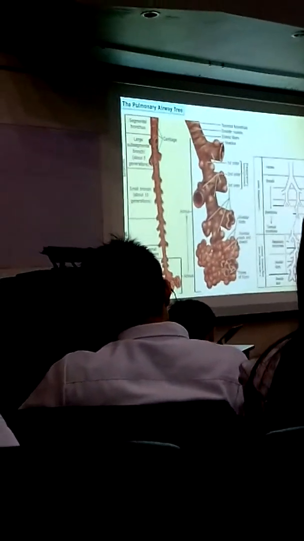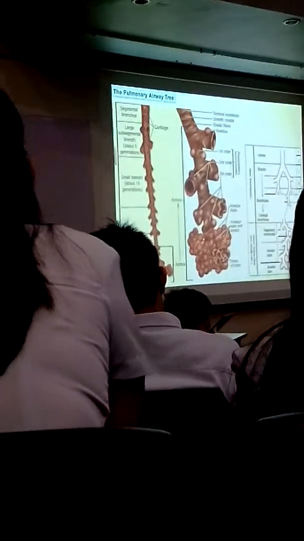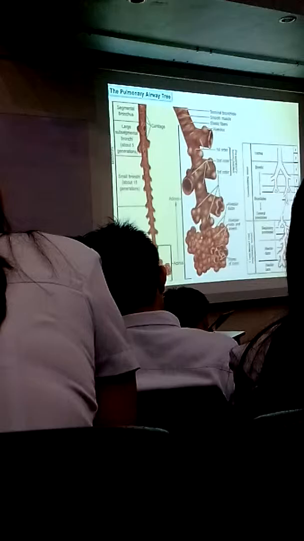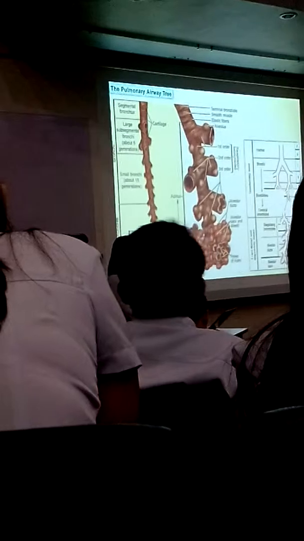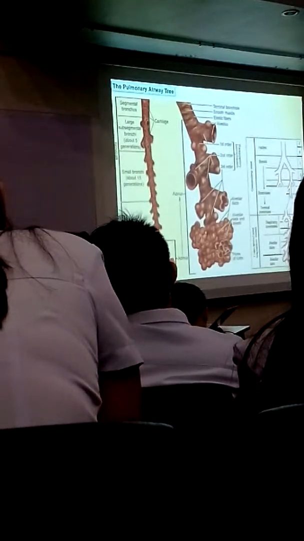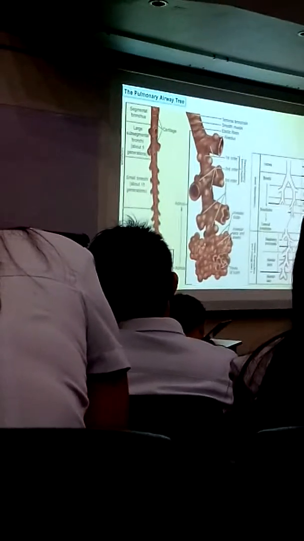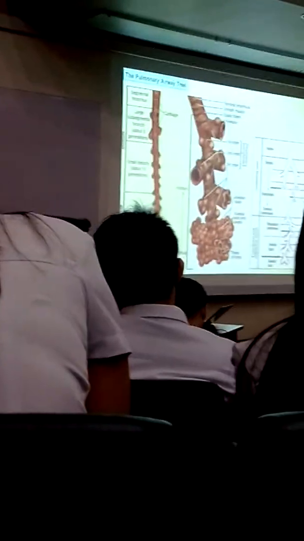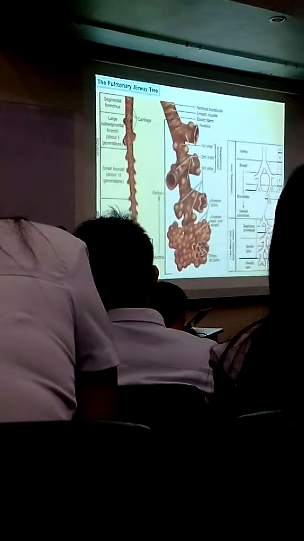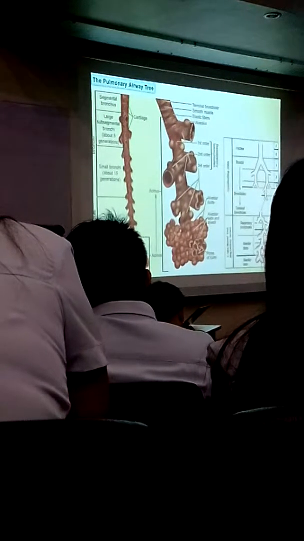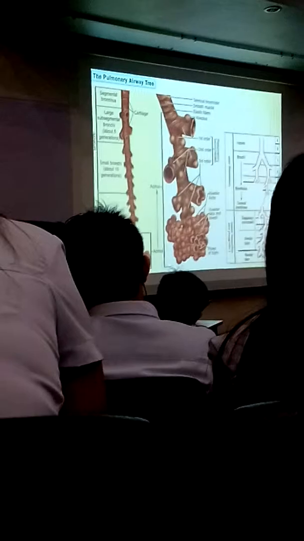Let's now go to the pulmonary tree or the bronchial tree. From your bronchi, as it branches out into your right main and left main, there are 16 generations or divisions before it reaches your terminal bronchioles. And from your respiratory bronchioles until you reach the alveolar sacs, there are additional 7 generations of branching. So all in all, from your bronchus down to your alveolar sacs, there are 23 generations of bronchial branchings.